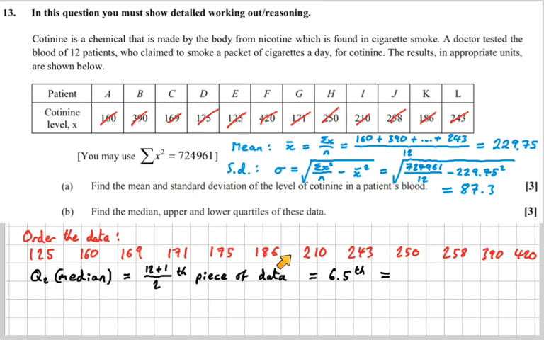So it's going to be bang in between 186 and 210. So it's the average of these 2 numbers here. So we add those together and halve, and we get 198, which is our median.